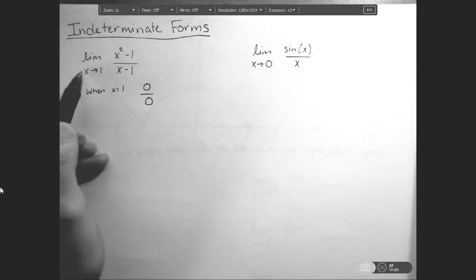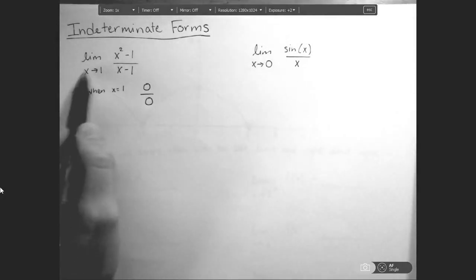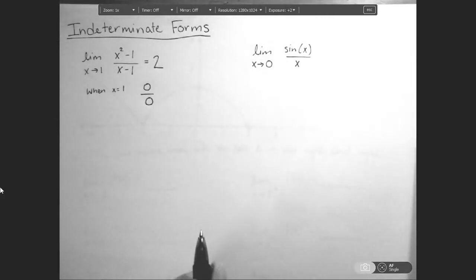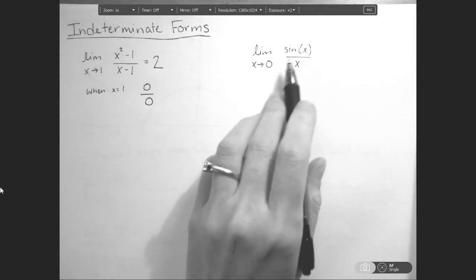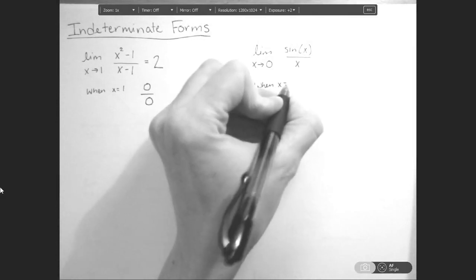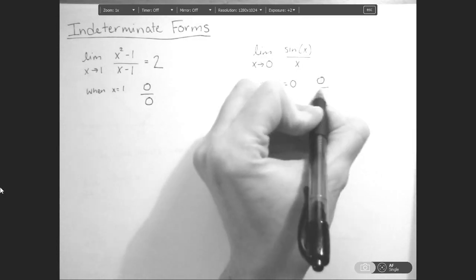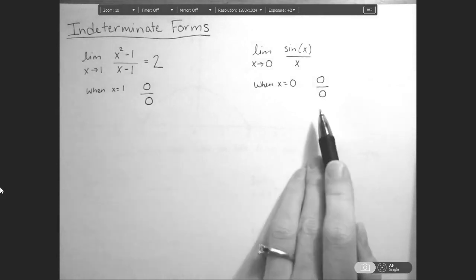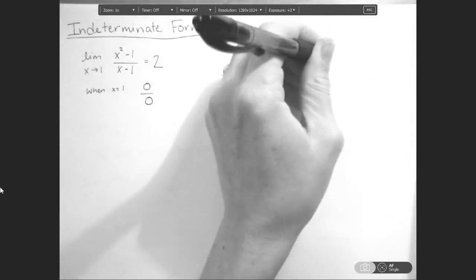But when I look at what happens as x approaches 1, so not right at 1, but nearby, we see that this limit turns out to be the number 2. The other example that we looked at last time was the limit as x approaches 0 of sine x over x. Again, we saw that when x is exactly equal to 0, we get the sine of 0, which is 0, divided by x equaling 0, which is also 0 over 0, which is bad. But when we took the limit, it was equal to 1.